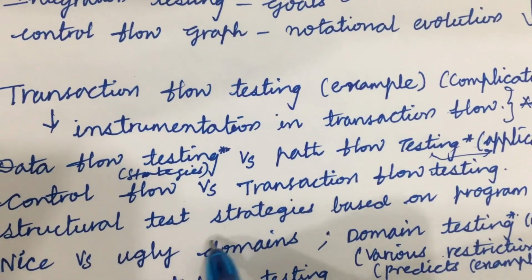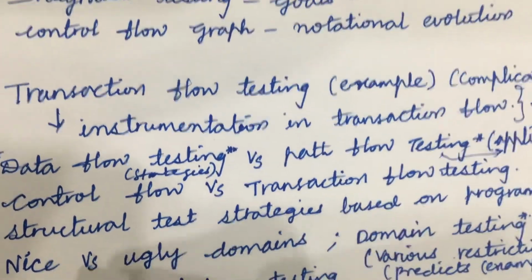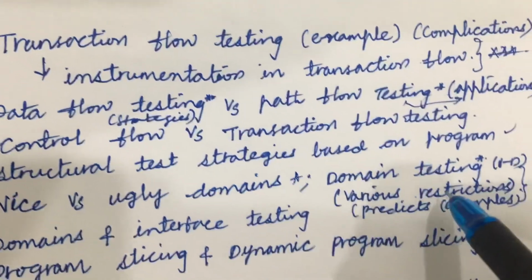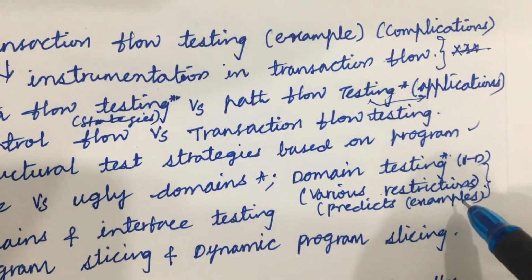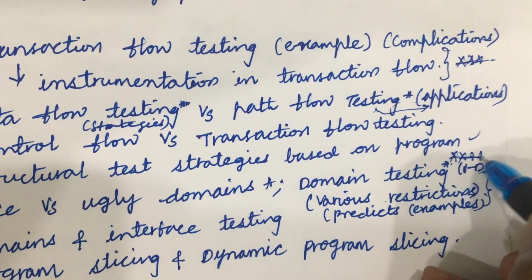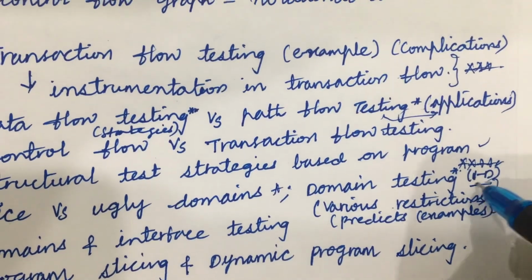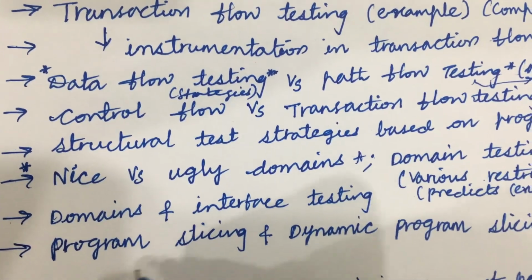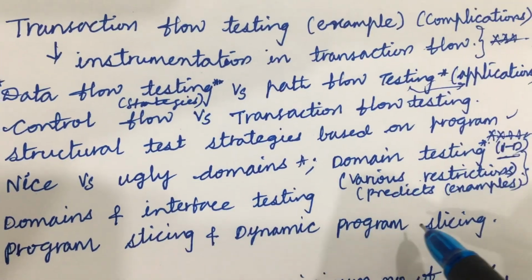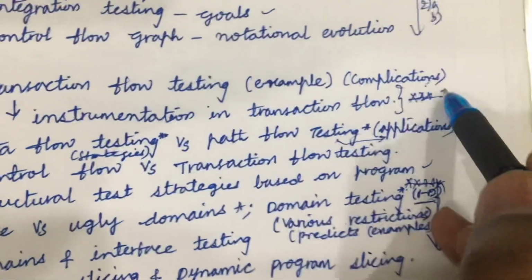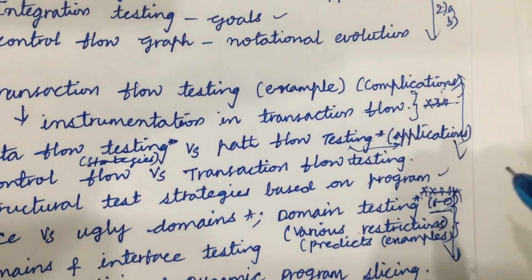Later, structural test strategies based on program as well as nice versus ugly domains differences as well as domain testing, various restrictions and predicates as well as the examples is one of the topmost and guaranteed questions, that may be the 4th question even with 1D. Later, the domains and interface testing as well as program slicing and dynamic program slicing. From this part we can expect 1 question, and from this part we are going to expect 1 question.